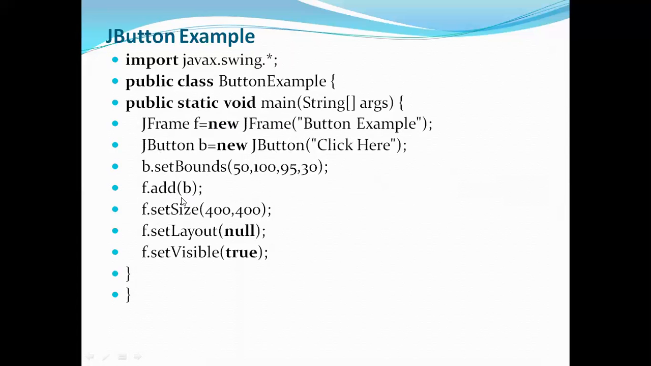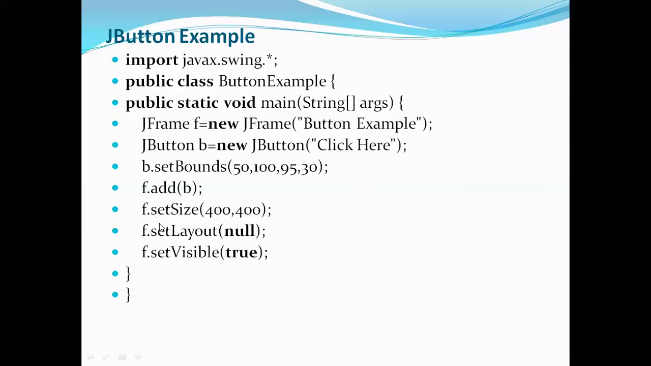So add b to f means the button will be added to the frame, and I'm setting the size of the frame, and then setting the layout of the frame as null, meaning I'm not following any structure. Then the visibility of the frame as true. All these concepts were discussed in AWT: setSize, setLayout, setVisible.